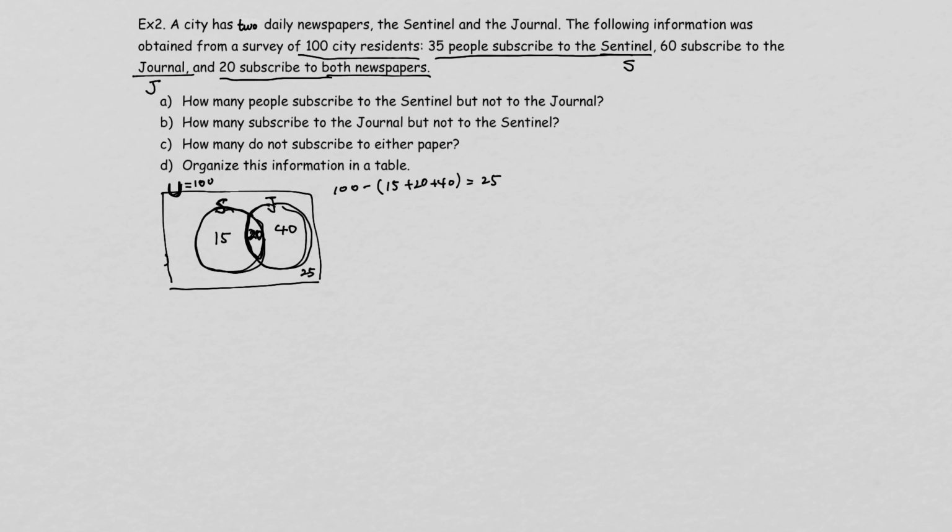How many people subscribe to the Sentinel but not to the Journal? So the Sentinel but not the Journal will be this, which is 15. And then the second one says how many subscribe to the Journal but not to the Sentinel? So that's going to be this.